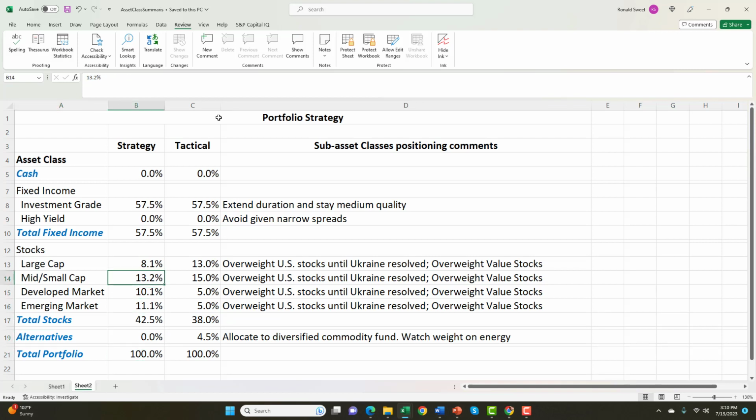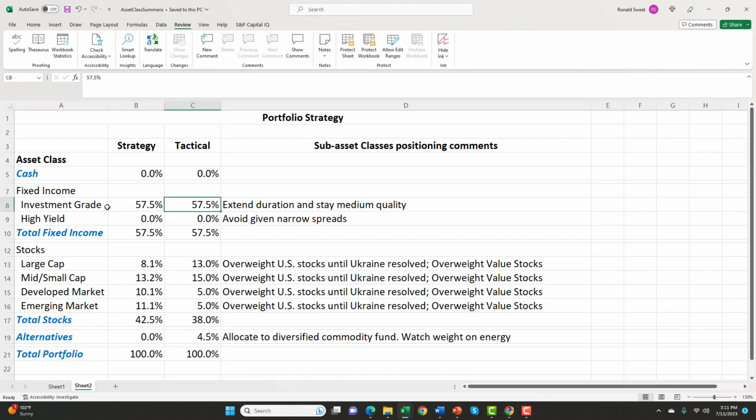It has to add up to 100% because I need to allocate my money somewhere. My tactical also adds up to 100%. You can see that my fixed income is the same, and this is your biggest decision, how much you're going to put in stocks and bonds. So my fixed income is almost 60%, and my stocks is about 40%, and that's because this was a portfolio for someone near or in retirement. If I did this for a young person, it would look very, very different.